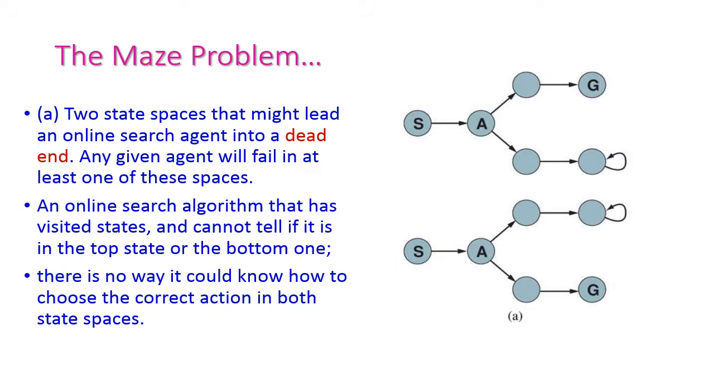Here these two are identical state space diagrams, and the two state spaces might lead an online search agent to a dead end. Suppose the agent takes this particular state, definitely it will reach the dead end, and here, if the agent takes this particular action, then it will again reach a dead end. The algorithm can visit only the state, but it does not tell whether it is the top state or the bottom state. So this is online because the environment is completely unknown to the agent.